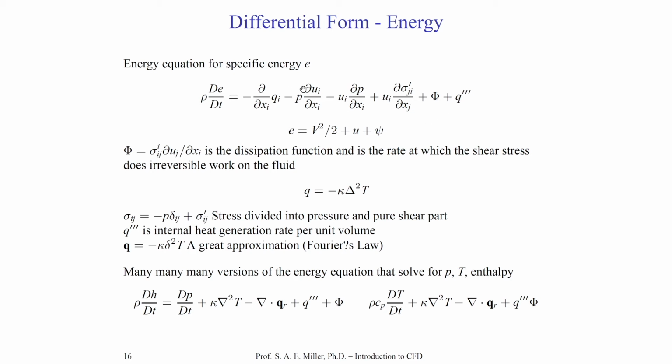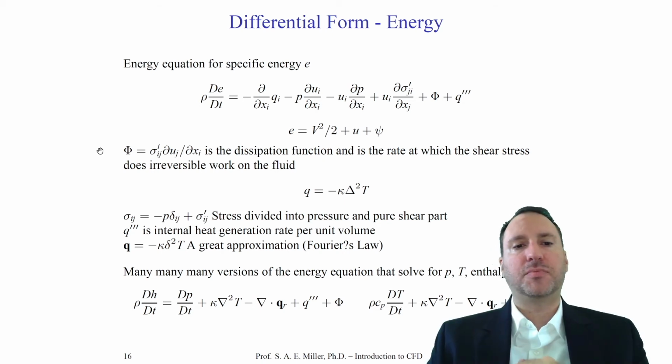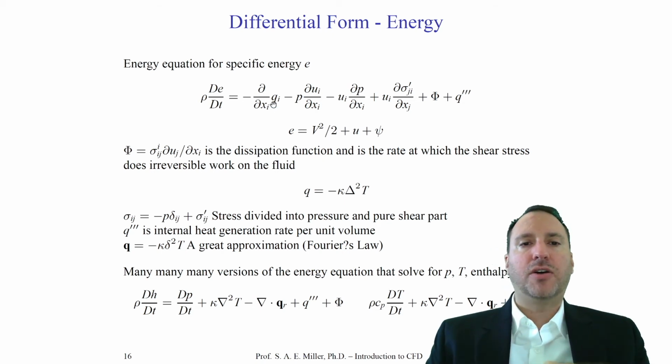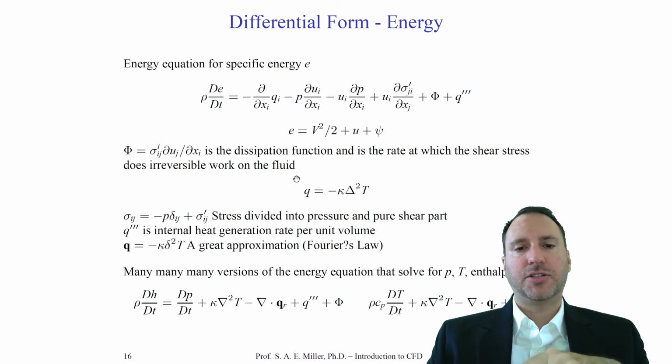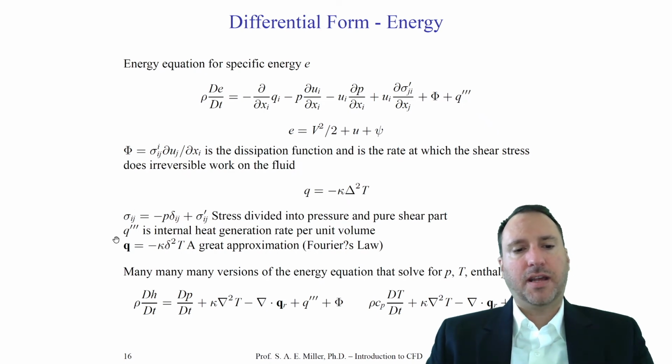Now in the energy equation itself, we might make some simplifying assumptions, for example, with Fourier's law. We might say that phi is the dissipation function, the rate at which the shear stress does irreversible work on the fluid. We might also approximate the heat transfer term as negative k, which is a heat conduction or thermal conduction coefficient of the fluid, times the Laplacian of the static temperature in the fluid. I've divided the other terms of the energy equation here. Take a few minutes and examine them.